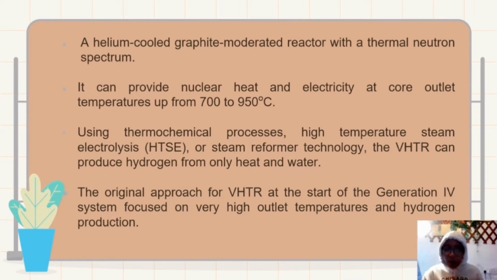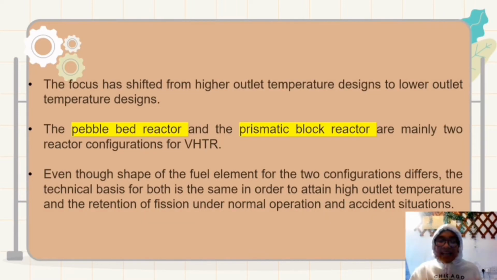While the original approach for VHTR at the start of the Generation IV system focused on very high temperatures and hydrogen production, the focus has shifted over the last decade from higher outlet temperature designs to lower outlet temperature designs. There are two main reactor configurations for VHTR. The first is the pebble bed reactor and the second is the prismatic block reactor. Even though the shape of the fuel element for the two configurations differs, the technical basis for both is the same, in order to attain high outlet temperature and the retention of fission products under normal operation and accident situations.